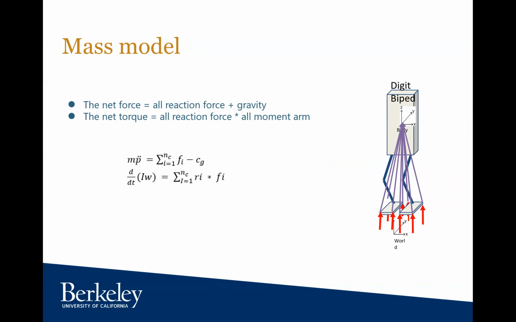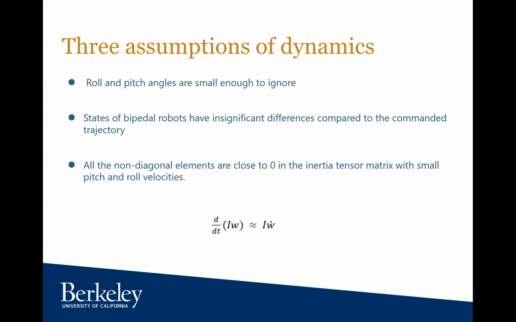Inspired by the MIT paper, we consider the whole robot as a particle at the center of mass. For each foot, we consider the plane as a quadrilateral with contact at each corner. So it's a total of 8 contact points for our mass model.